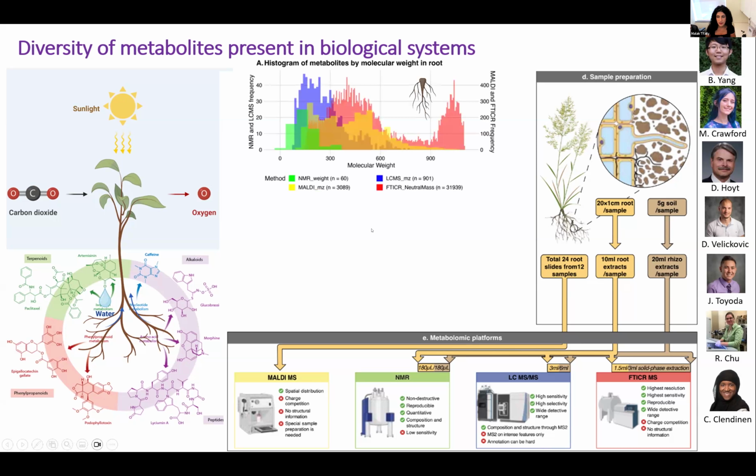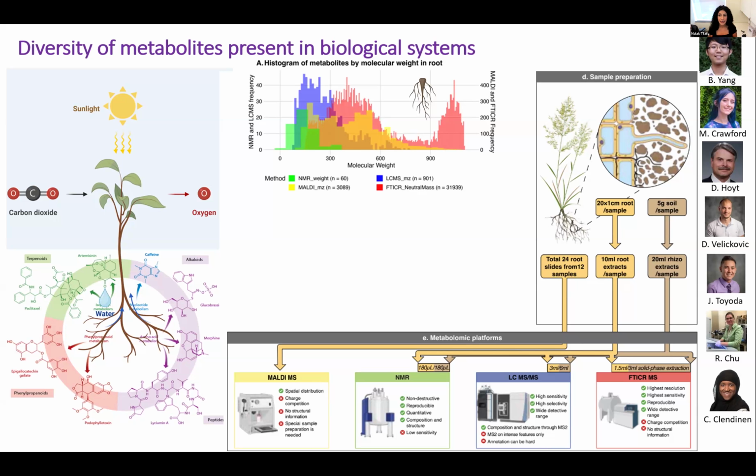So what I'm showing here on the top is a histogram. On the x-axis, we have the molecular weight of the metabolites that we observed in the roots of the invasive species. And on the y-axis, we have the frequency, how many metabolites we've seen with that particular mass. I want you to look at the different colors on this panel because each color represents the mass range distribution of the metabolites that was observed in that particular platform. For example, if you look at the green, these are the metabolites identified and characterized by NMR. And you could see that they capture metabolites up to 300 Dalton.